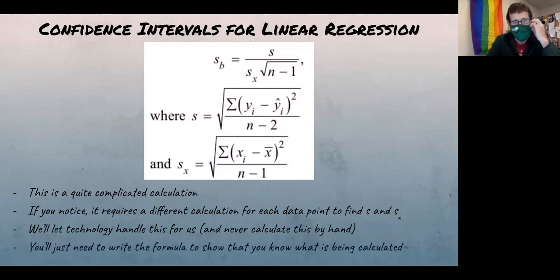If anything, you might need to show your formula to show the work being done, and you might need to refer to this if they ask you a conceptual question. They might say, how would changing the standard deviation in your x value affect the size of your confidence interval? Since this is our standard error and it's inversely related, increasing the standard deviation of your x value is going to decrease the width of your confidence interval. But I'm not getting into that so much.